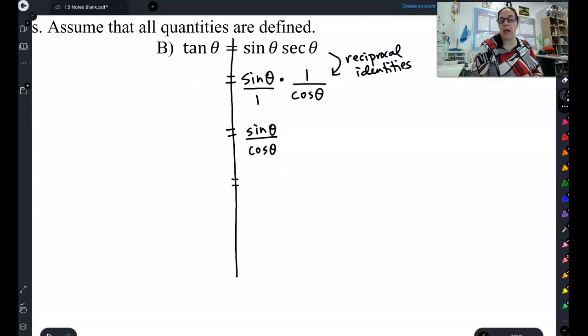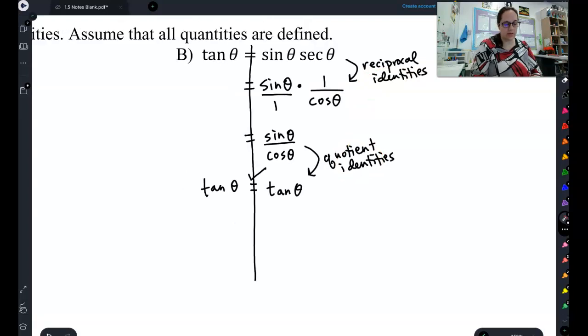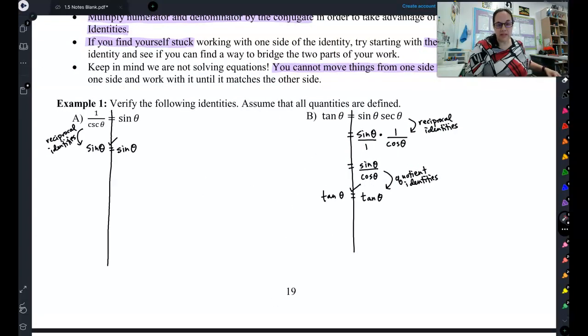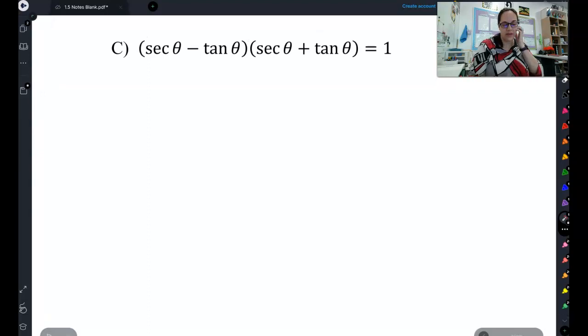So you need to take that one last step and say, well, I know that sine over cosine is tangent of theta, and I know that because of the quotient identities. The quotient identities tell me I can change this into this. Now the left-hand side equals the right-hand side. I can put my check mark. I am officially done. I changed one side to make it look like the other side, and I noted what identities I used to do that. So that is the basics of trig identities. Let's go to the next page and try another one, a little harder this time.